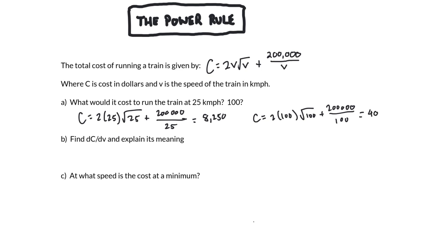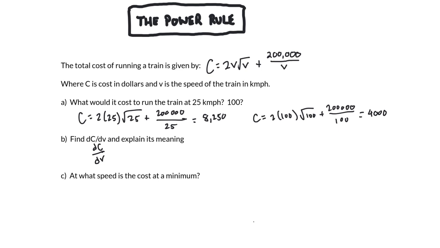I get $4,000. Quite a bit cheaper. Does this mean if I just keep increasing the speed, the cost keeps going down? Well, we'll have to investigate that. In part B, we're asked to find dC/dV and explain its meaning. Before I do, I have to explain this notation, dC/dV.